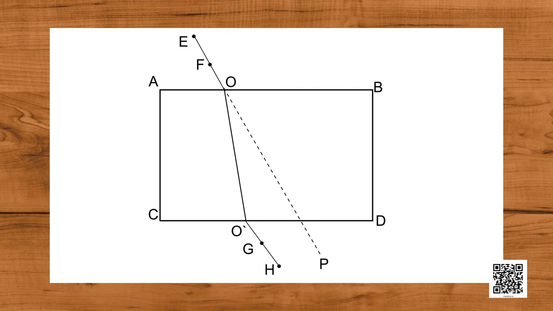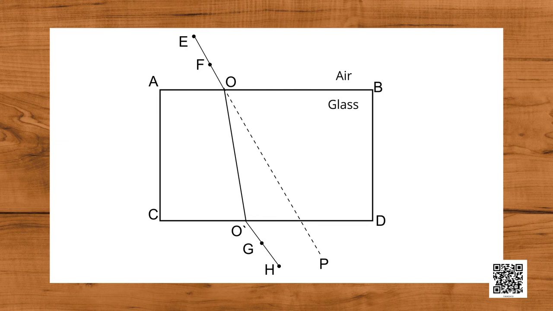The light ray at point O has entered from a rarer medium, that is air, to a denser medium, that is glass, and the light ray has bent towards the normal. At O dash, the light ray has entered from glass to air, that is from a denser medium to a rarer medium. The light ray here has bent away from the normal. Children, here EO is the incident ray, OO dash is the refracted ray, and O dash H is the emergent ray. You may observe that the emergent ray is parallel to the direction of the incident ray. Why does it happen so?